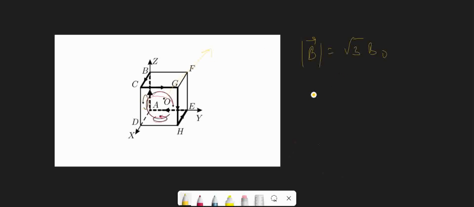And if you watch and solve this problem by yourself, you will get the direction easily. So it is in the direction of the diagonal and its magnitude is root 3 B naught, and the problem is solved.